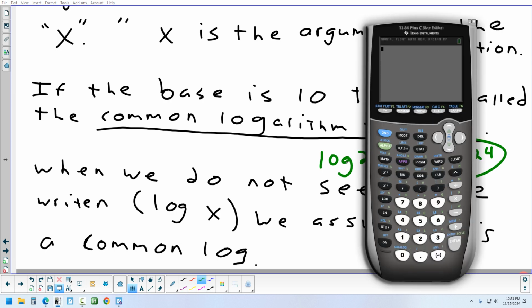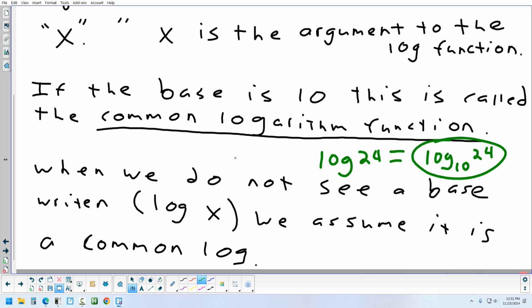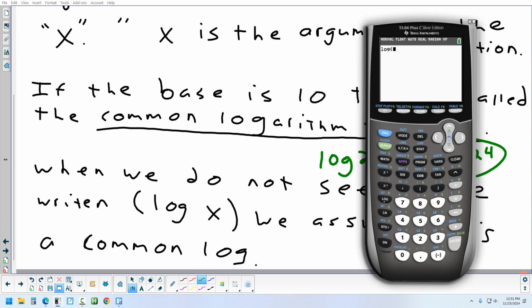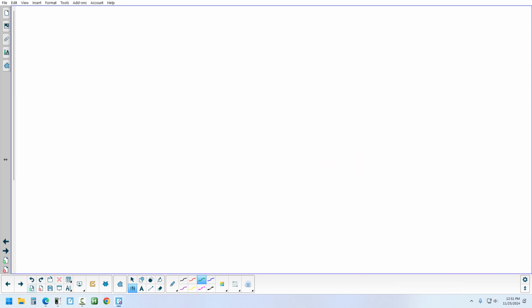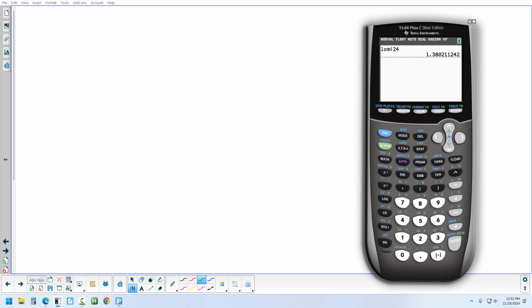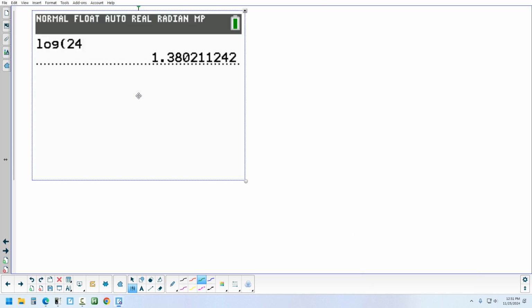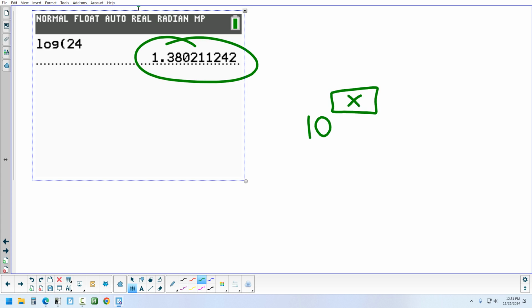And if you want to type in a common log on the calculator, like let's say you want to know what the log of 24 is, all you do is press log 24 and you hit enter. Now when I hit enter, I get that number. 1.3802, and it keeps going. What is that number? Well, that number is an exponent. Let me show you where it's an exponent. What's the base on that log? That's 10.